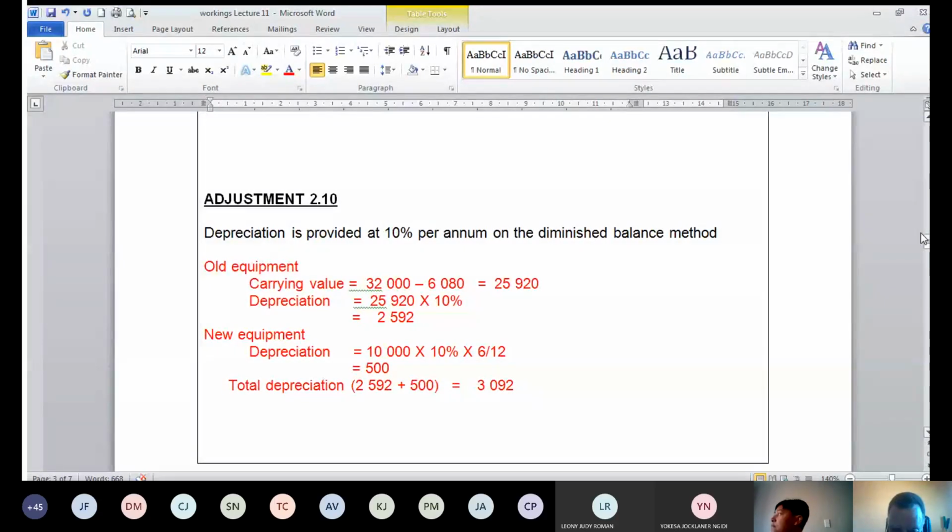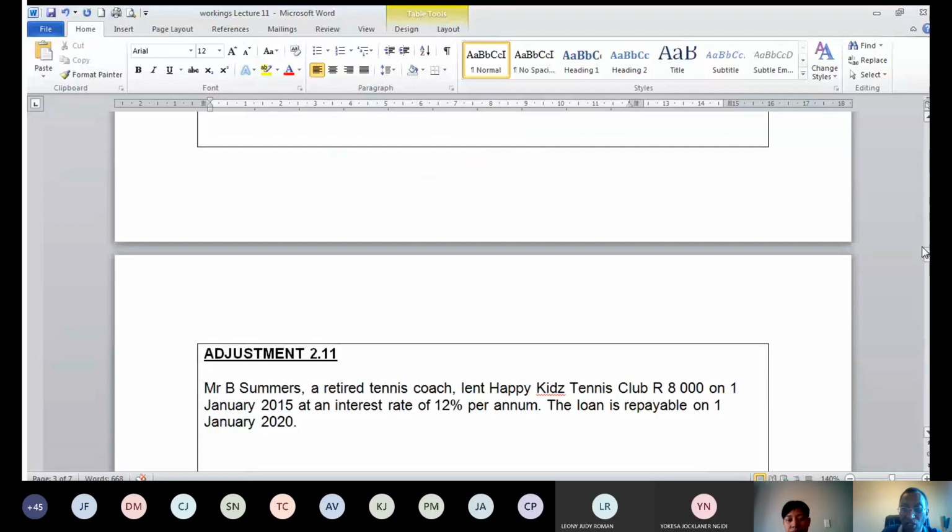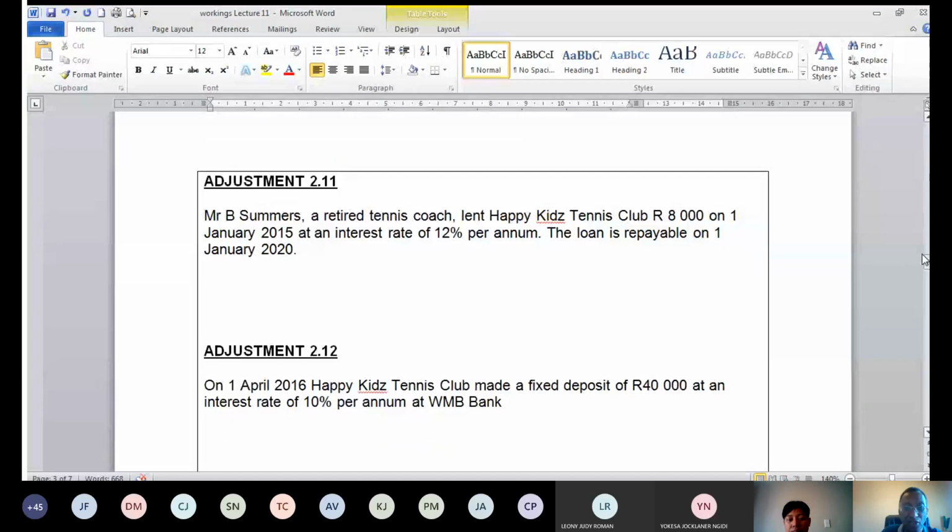So under 2.10, guys, we had to make provision for depreciation. Do the calculation. In this case, it is on the diminishing balance method, which means that you must first calculate your carrying value and then you apply the percentage. Your depreciation, guys, your equipment consisted of old equipment and new equipment. Do the calculation there, and that will then be your expense for depreciation.